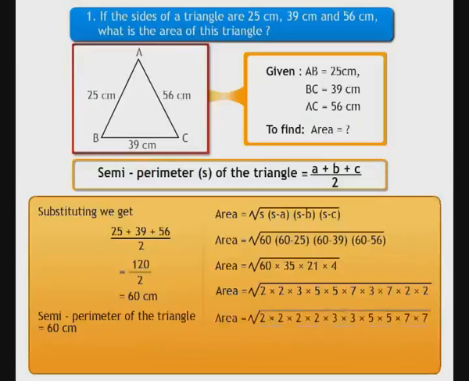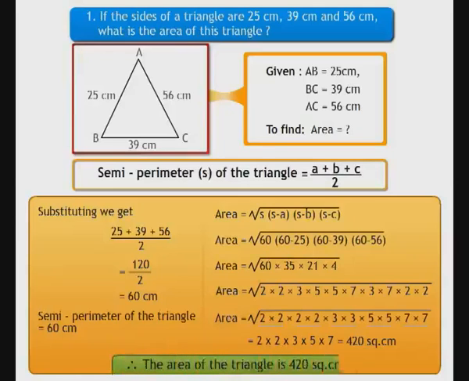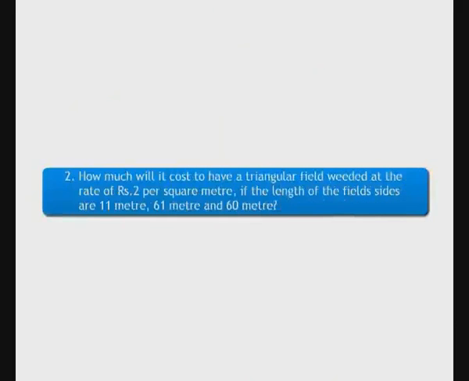Since we have to find the cost of weeding this triangular field, we shall multiply the area of the field with the rate of weeding per square meter. So, cost of weeding is equal to rate into area, which is equal to 2 into 330, which is equal to 660 rupees. Therefore, the cost will be rupees 660 for weeding the field.